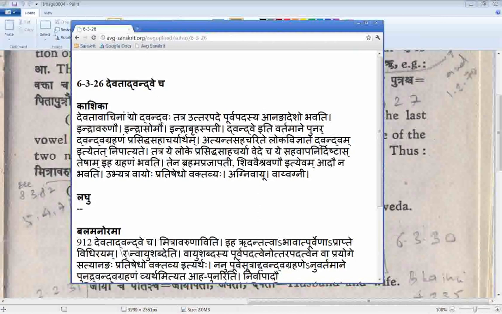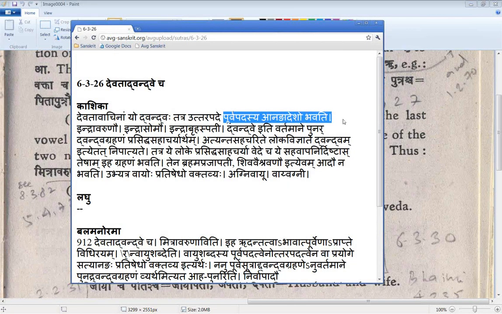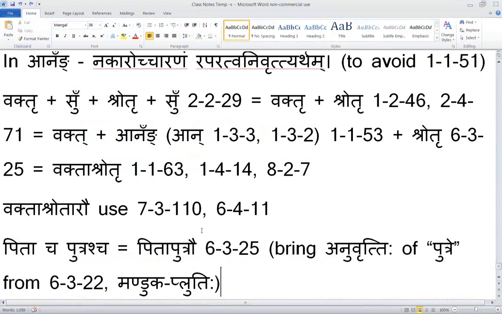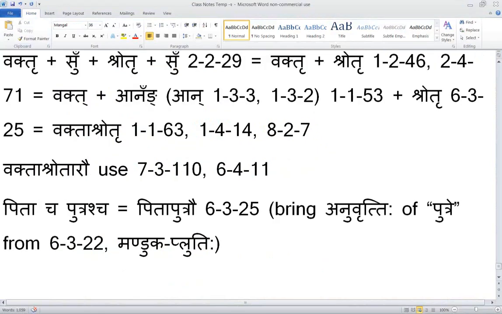So what it says is that Devata Vachinam Yo Dvandvaha. It's a Dvandva which is Devata Vachina, names of two gods. Tatra Uttarapade, when Uttarapadam follows, then Purapadasya Anangadesha Bhavati. Very simple sutram. When you have the names of two gods compounded, then the Purapadam will take the Anangadesha. And the example is Indrascha Varunascha Indra Varunau. So very straightforward. I think we can do it like this.